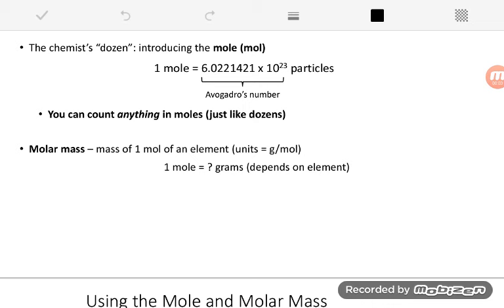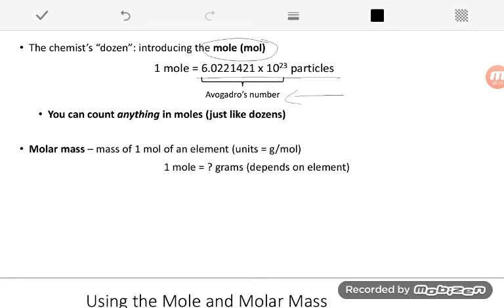Let's learn how to use a new unit that's extremely important in chemistry. And that unit is called the mole. 1 mole is simply equal to this many particles, 6.0221421 times 10 to the 23rd. And this number is named after the person who came up with this, so this is called Avogadro's number.